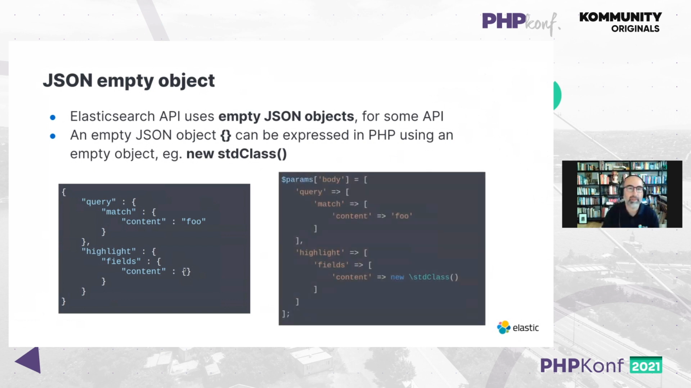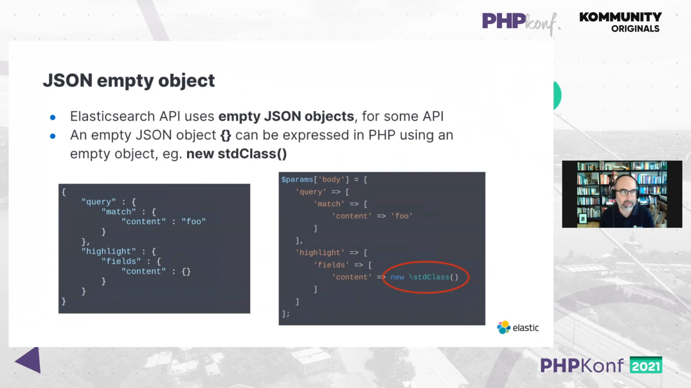We need to create an empty object. So here in the content, we need to create a new stdClass. stdClass, as you know, is the standard class of PHP. So we basically create an empty object here. This is important to remember: each time you have an empty object in JSON, you need to create, for instance, a new stdClass.